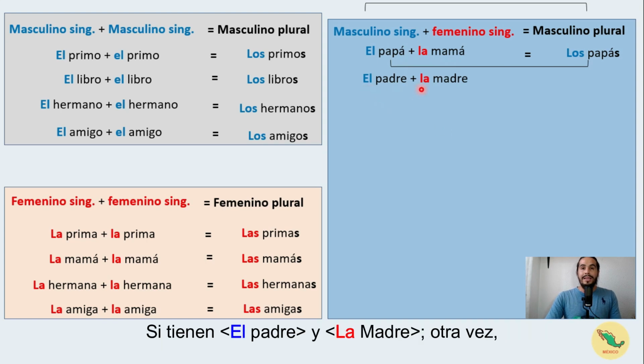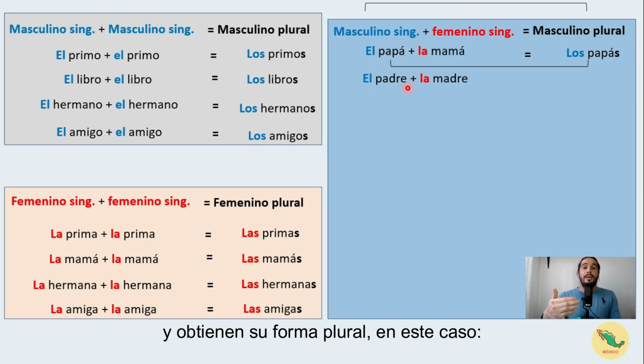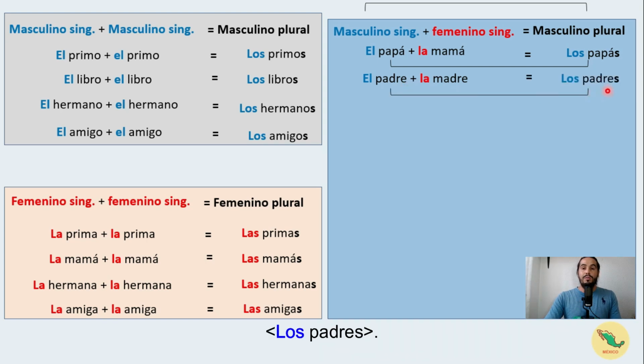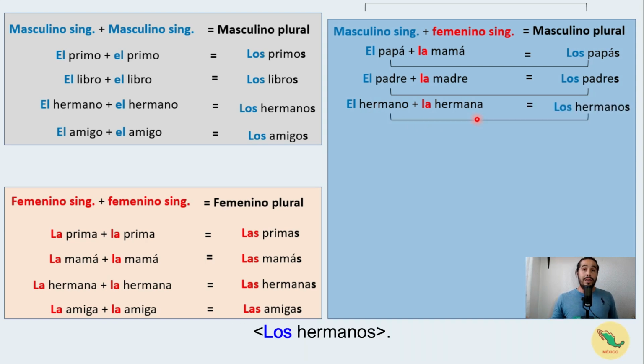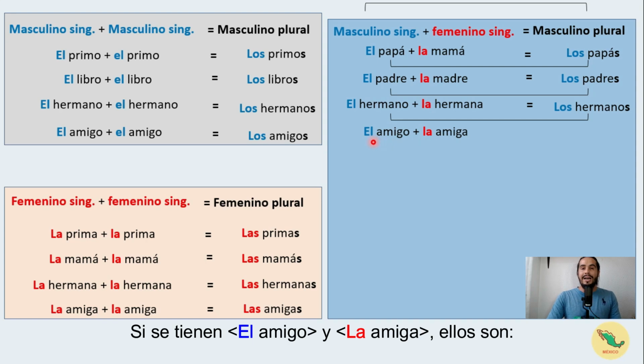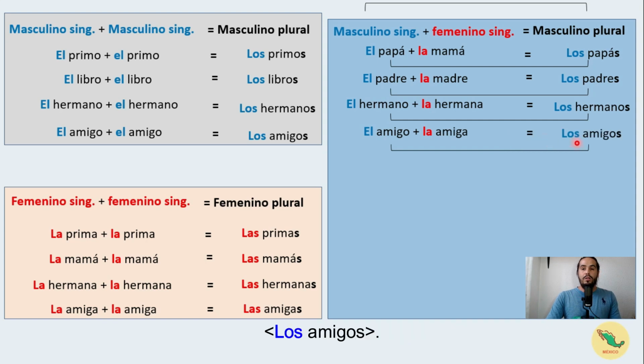If you have el padre and la madre, again, you take the singular masculine noun, and you get its plural form. In this case, los padres. Now you have el hermano and la hermana. They are los hermanos. And let's continue. If you have el amigo and la amiga, they are los amigos.